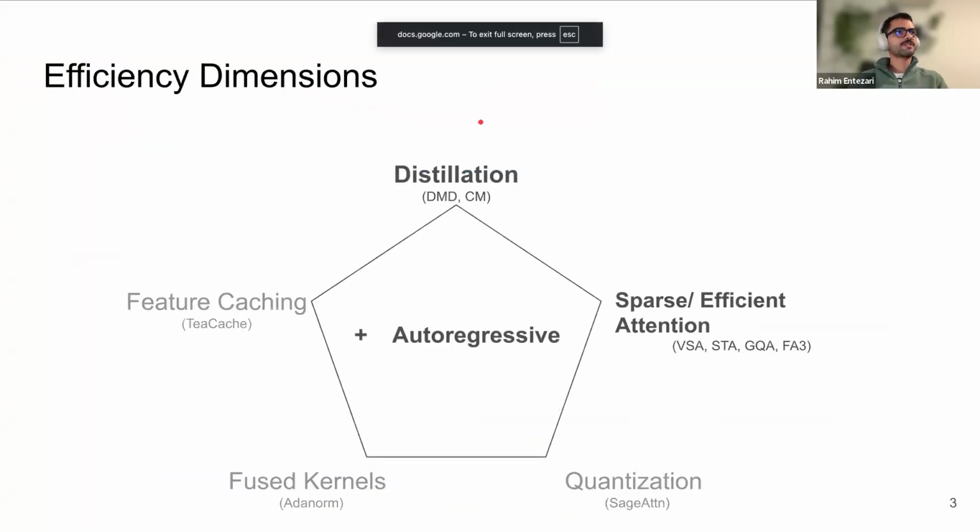There are different dimensions to make this efficiency possible. Some of the most important ones are making the video generation autoregressive, so going from conventional standard diffusion to autoregressive diffusion generation. Also a sparse or efficient attention mechanism. Distillation is also very important. Not only this, but there are also methods like feature caching, fused kernels, quantization, and maybe some more. I am going to try to cover some of these, especially autoregressive distillation and sparse attention. If we have time, maybe I can show you some other tricks too.